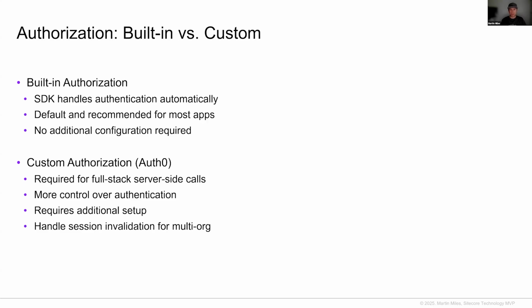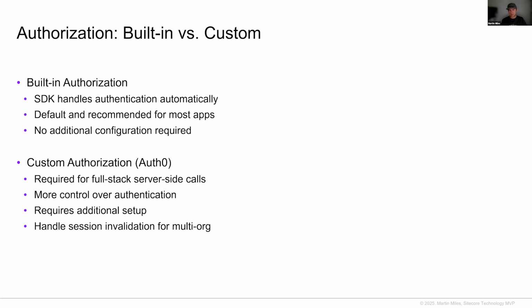One important consideration with custom authorization is if you're making your app available to multiple organizations, you need to handle session validation properly. When a user switches from one organization to another, you need to prompt them to log in again. Otherwise, they will get a 401 error, which is unauthorized, because their token is for their own organization.